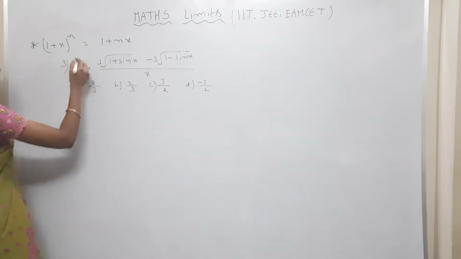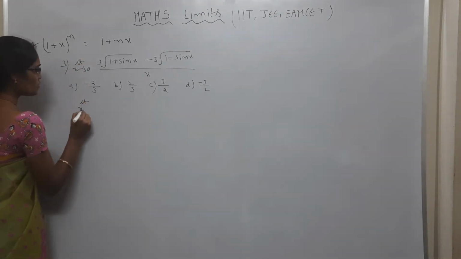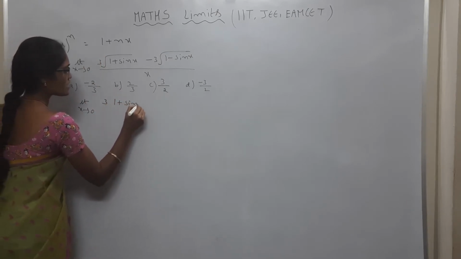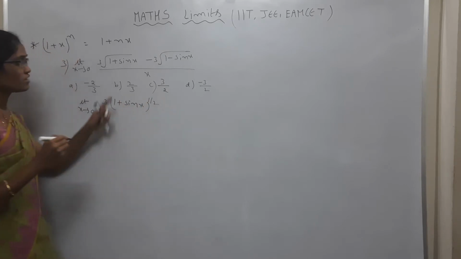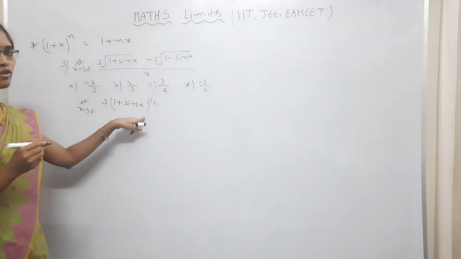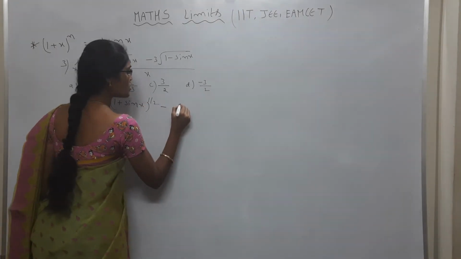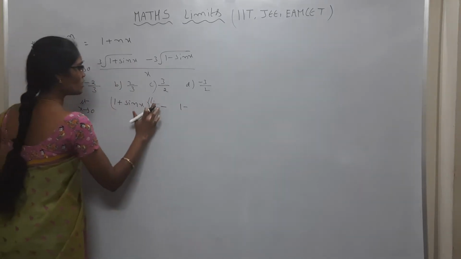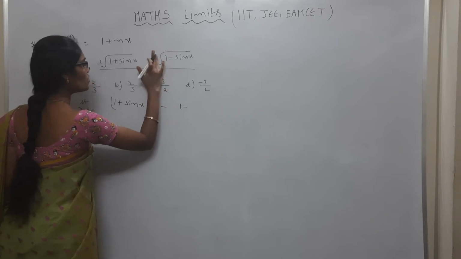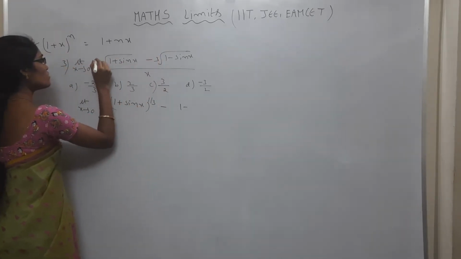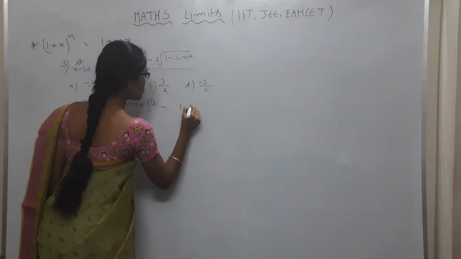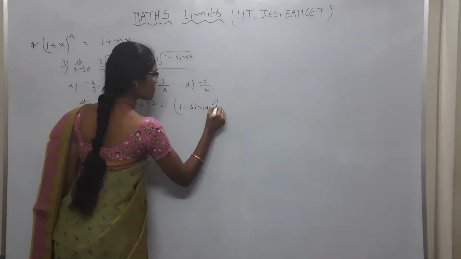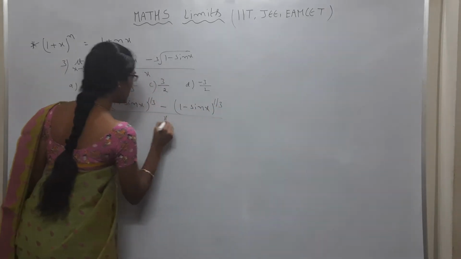Okay, see here. Limit x tends to 0, [3(1 + sin x)^(1/2)]. This can be written as (1 + sin x)^(1/2), 3 written as it is. Minus this one also, 1 minus (1 by cube root of ...) here also (1 − sin x)^(1/3), all divided by x.